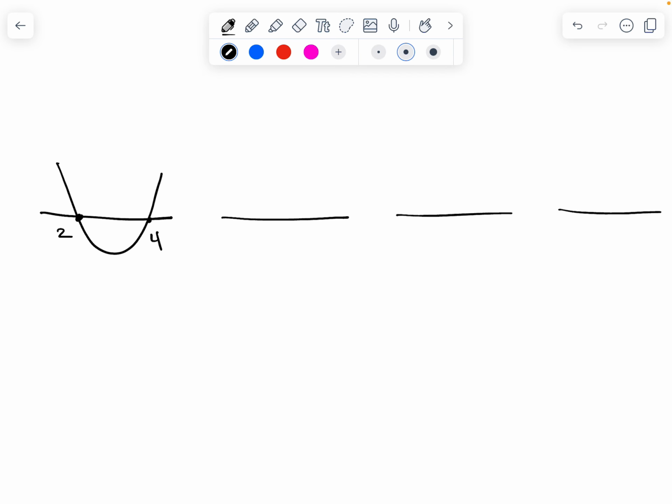and 4. Or you could have it dip in a way where you get some really strange irrational numbers like negative square root of 7 and positive square root of 7. It can also just barely touch at one point, or it could not touch at all. And each of these are going to have different ways of factoring them.